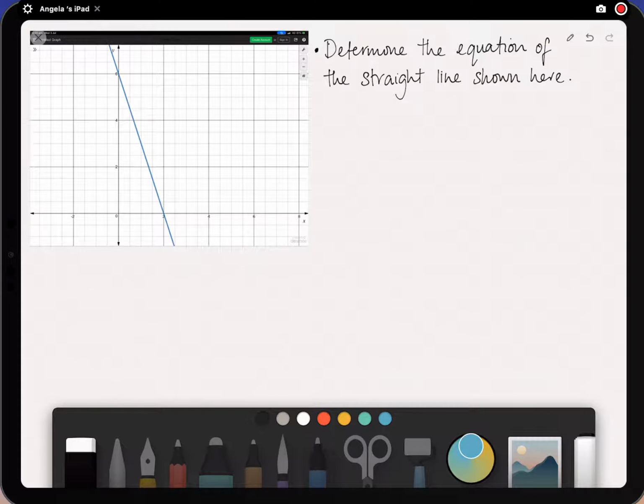Determine the equation of the straight line that's shown here. And when I say here, it's the diagram to your left-hand side. So let's break down the question. So starting off, we're asked to find the equation.